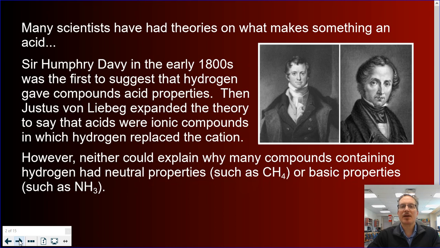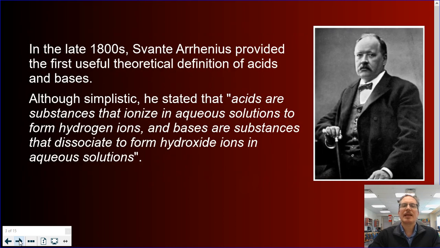such as ammonia. In the late 1800s, savant Arrhenius provided the first useful theoretical definition of acids and bases. His very simplistic definition stated, acids are substances that ionize in aqueous solutions to form hydrogen ions. And bases are substances that dissociate to form hydroxide ions in aqueous solutions.